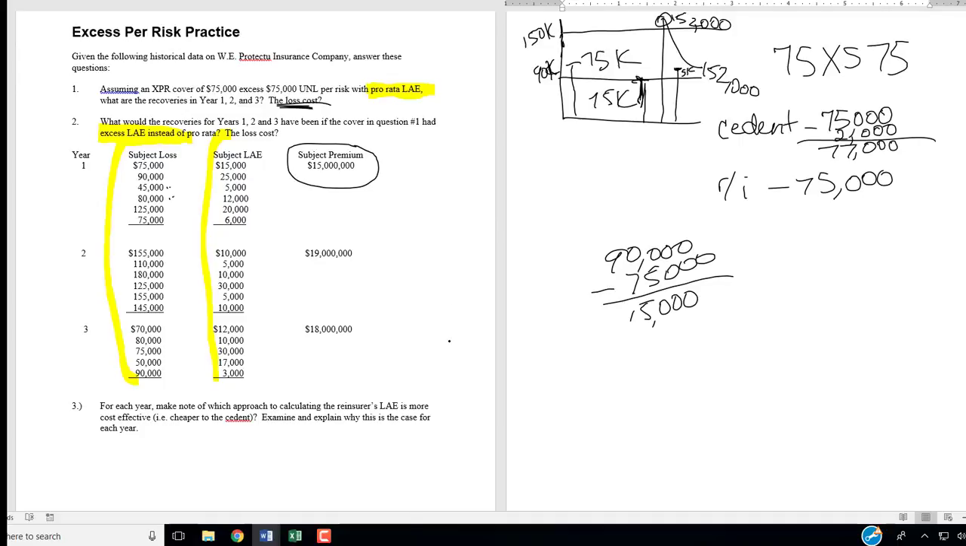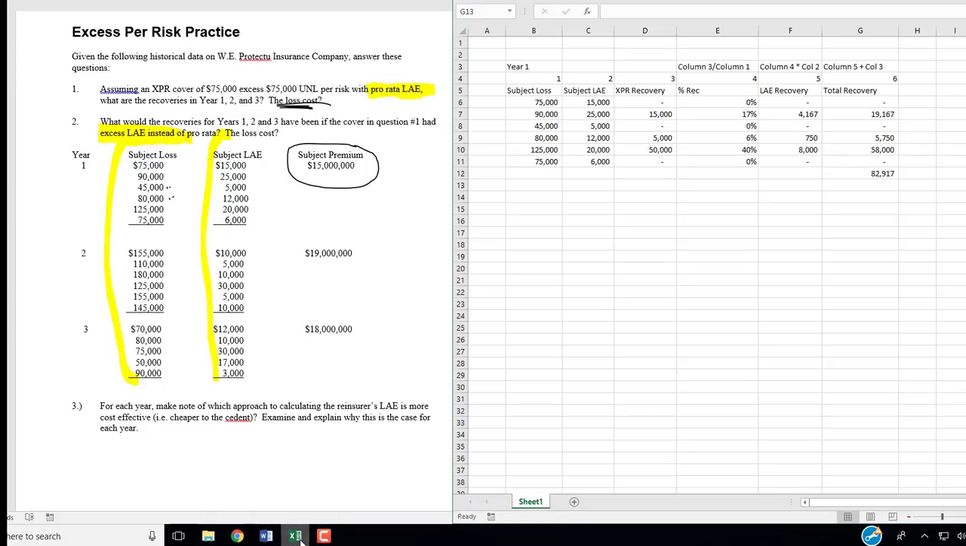So it's really the reinsurer's loss cost or loss ratio. Often in the industry, the term loss ratio is just expressed as loss cost. It might actually be expressed as a dollar amount like 82,917, but more often than not, you'd express it as a percentage of premium.